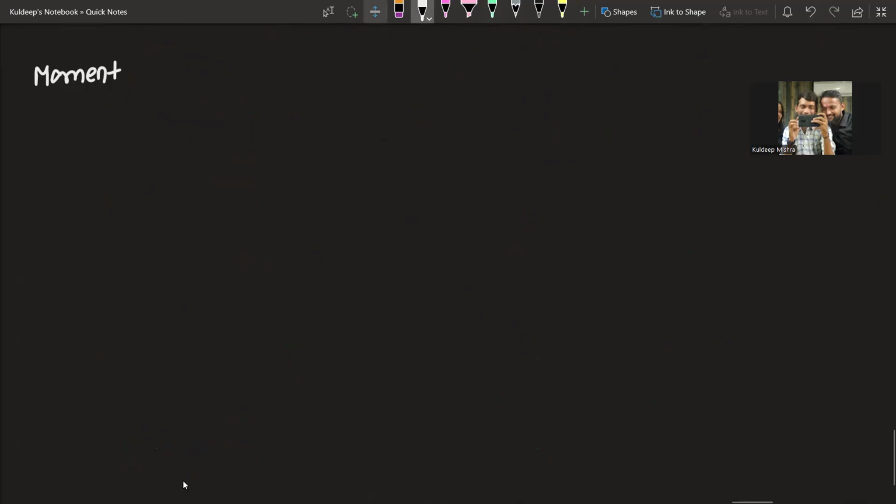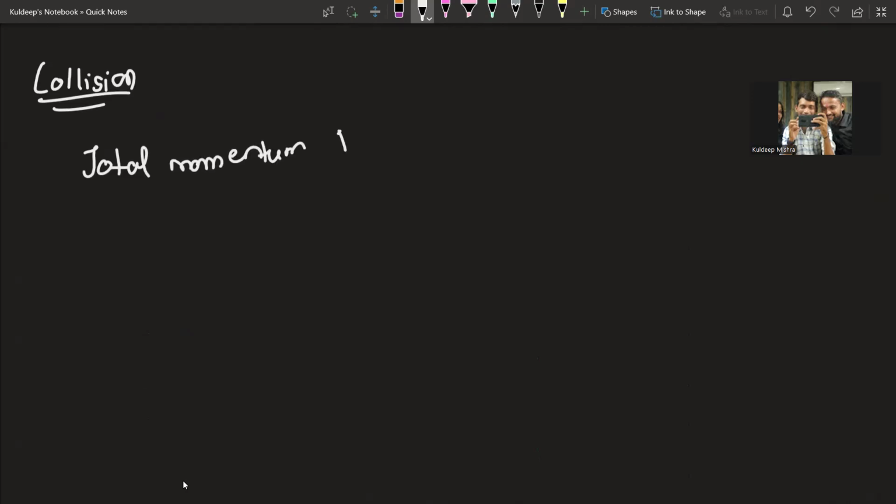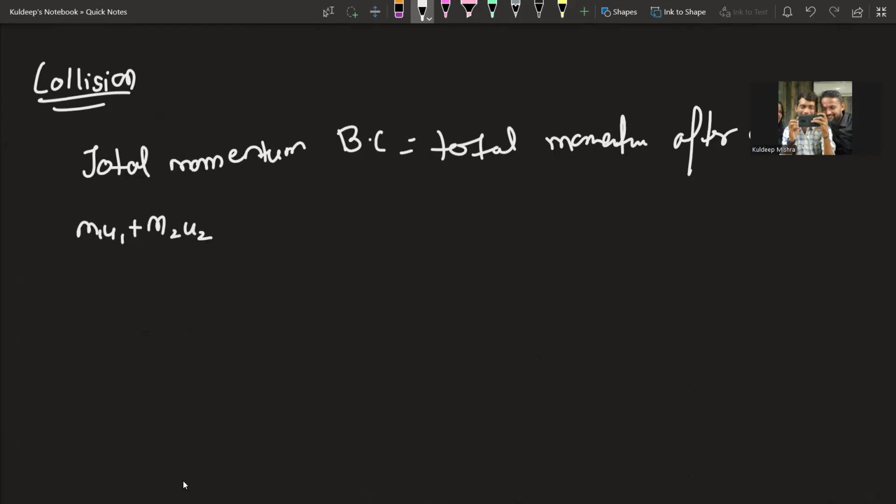Before that, in collision problems, whenever there are collision problems, we take total momentum before collision equals total momentum after collision. So m1 u1 plus m2 u2 equals m1 v1 plus m2 v2.